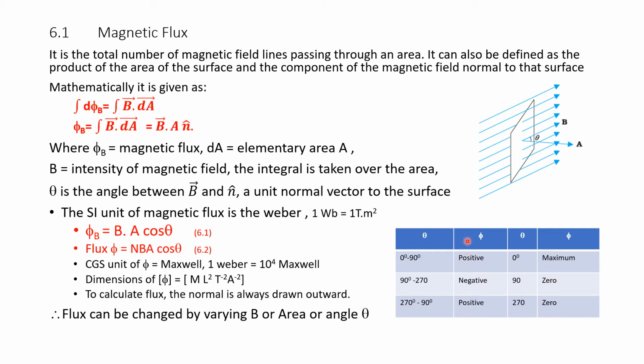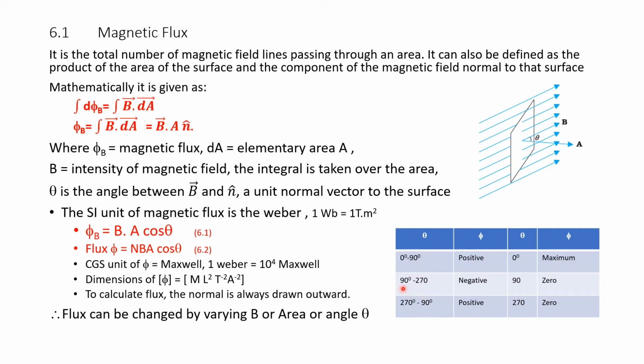We have calculated some of the values of phi with respect to theta. Here please see this figure. Theta can be varied from 0 to 90 degrees. It can be in line with B or it can be perpendicular. Theta is positive when the angle is 0 to 90 degrees. But when it is 0 degrees, then the flux is maximum.